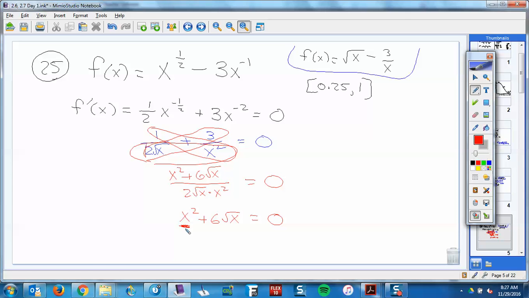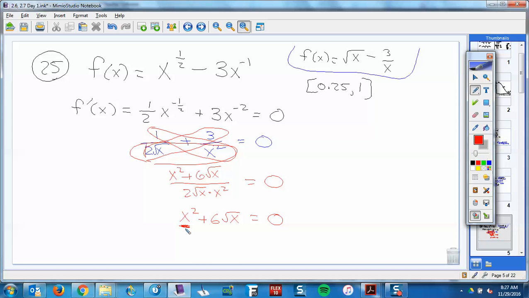It's always what? Positive or could be 0, right? If x is 0, let's just think about if x is 0. You'd have 0, square root of 0, 0, 0 plus 0, 0. So x is 0 would work, right? But what happens down here if x is 0? It's undefined, right?